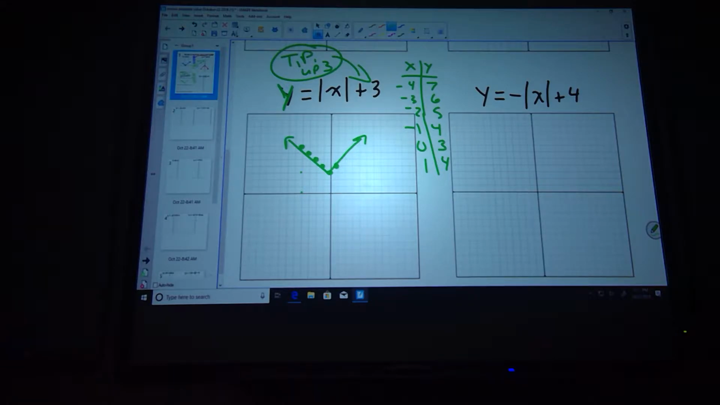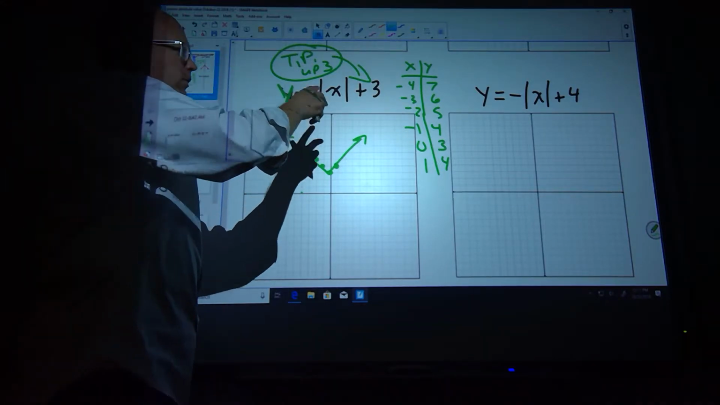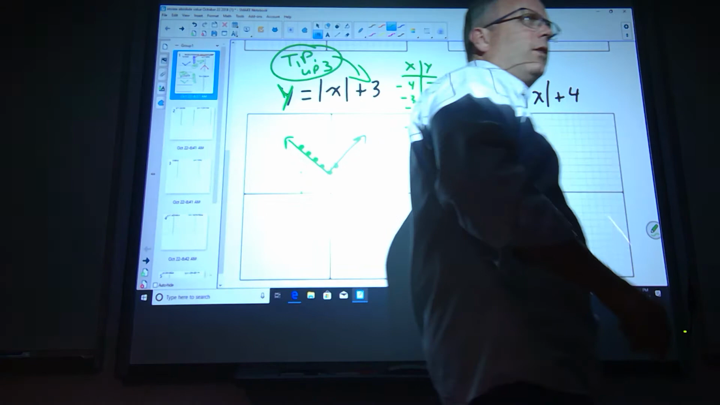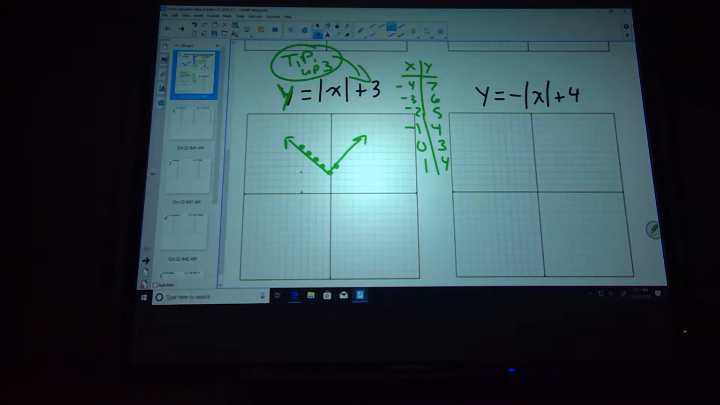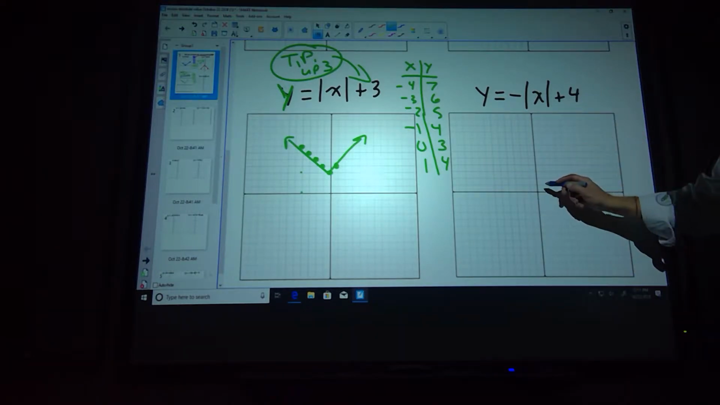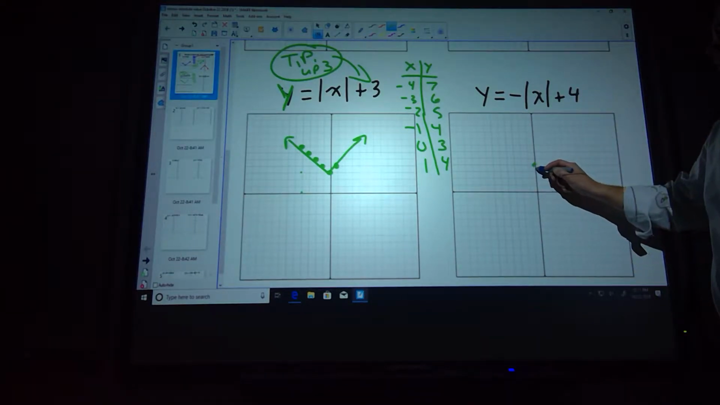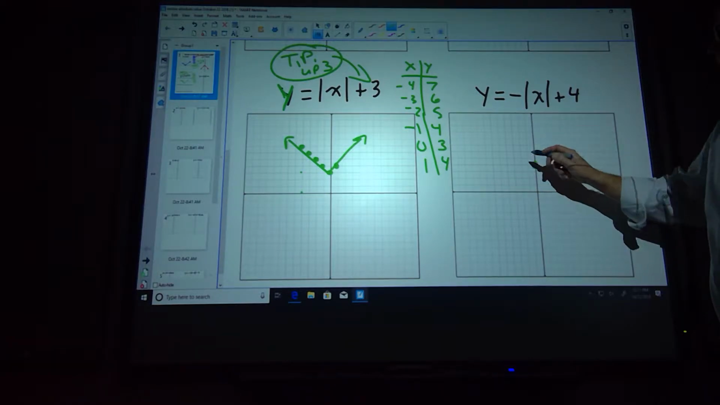Okay, what about the second one? If I added a 3, it moved it up 3. What if I added a 4? What do you think it's going to do? Up 4. Move it up 4. What's the negative out front going to do? It's going to flip. Flip it, okay? So I'm going to go up 4. 1, 2, 3, 4. There's my turning point. And it's not going to go up, it's going to go down.